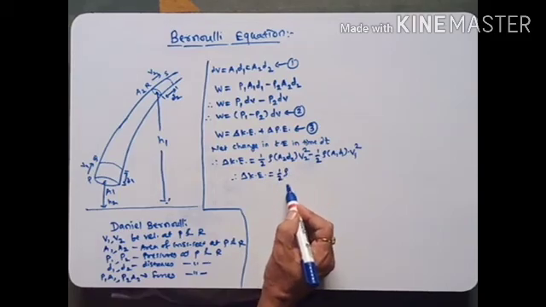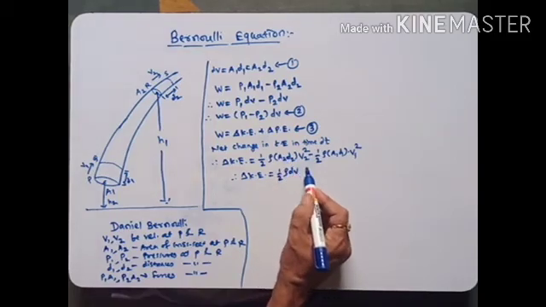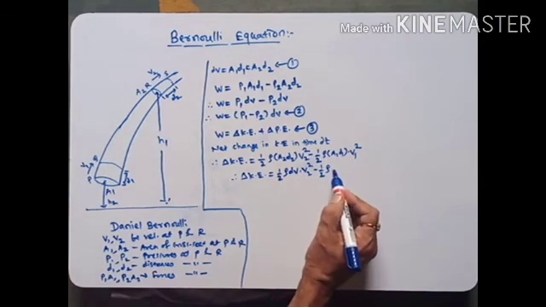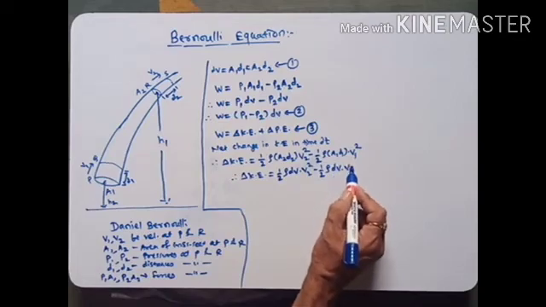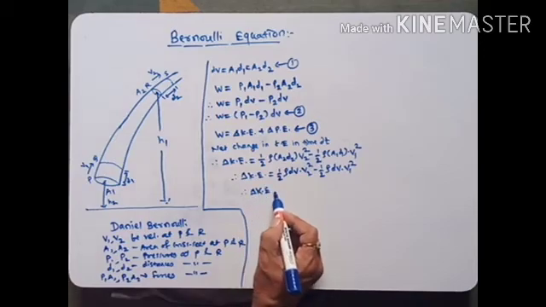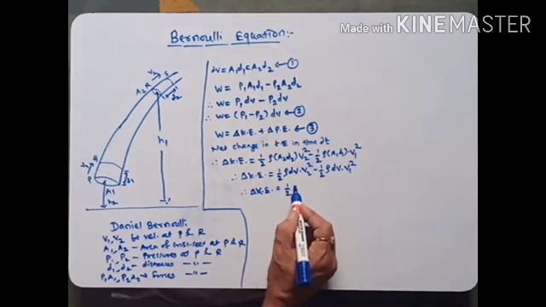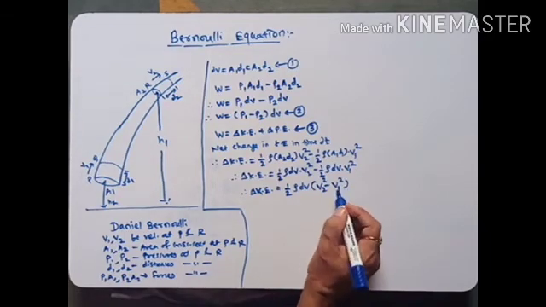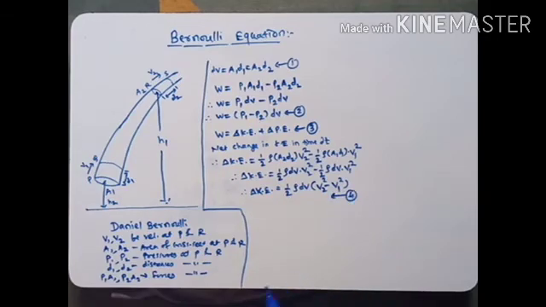Therefore delta KE is equal to half rho dV, since A2 D2 is dV, into V2 square minus half rho dV into V1 square. Therefore delta KE is equal to half rho dV into V2 square minus V1 square, and suppose this is equation number 4. This is the change in kinetic energy.